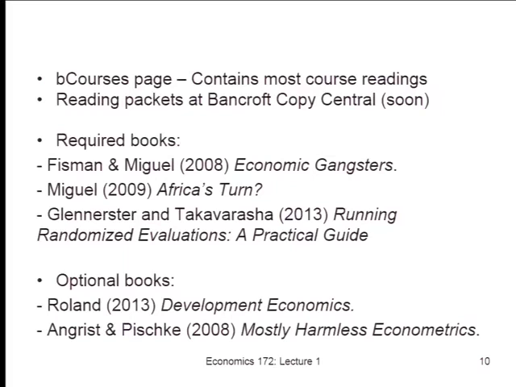So that's one book. Another one is a book of mine called Africa's Turn, which is sort of an extended essay on trends in African development. And the third book is by Glennerster and Takavarasha, which is called Running Randomized Evaluations: A Practical Guide. Again, on the syllabus, you'll see a couple chapters from that book that are required readings. Again, that's a paperback. This is a really nice book. It's brand new. It literally just came out a couple months ago.